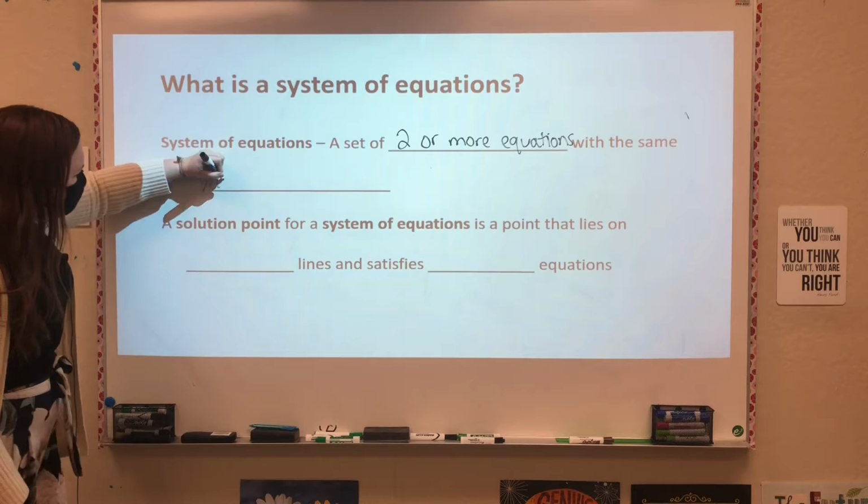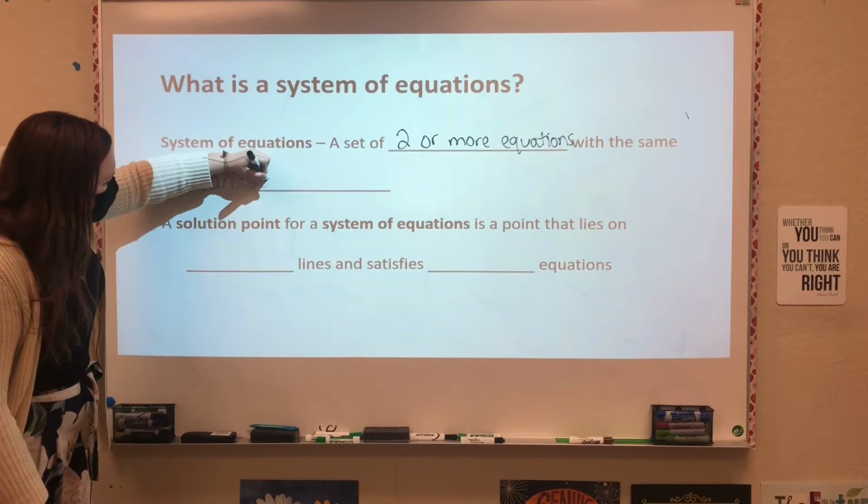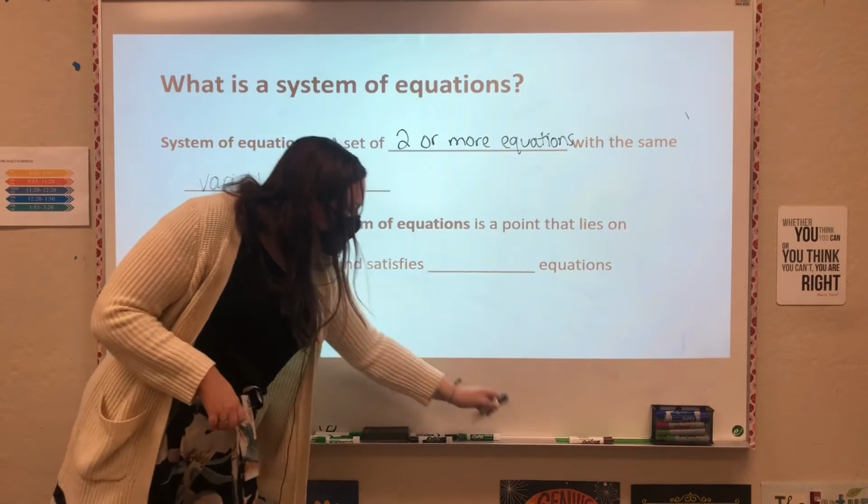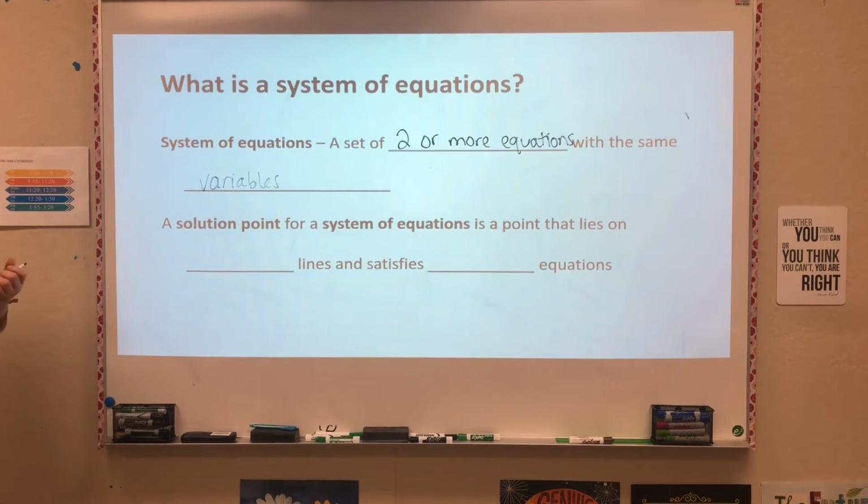And those 2 equations are going to have the same variables in them. So for that last problem, we were talking about money and weeks. If I were to write 2 equations, both equations would be talking about money and weeks.